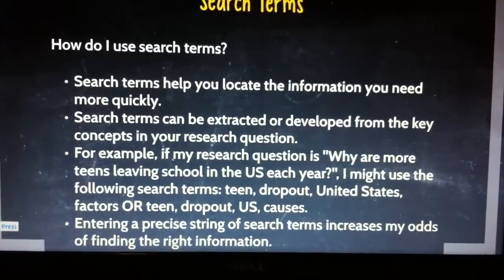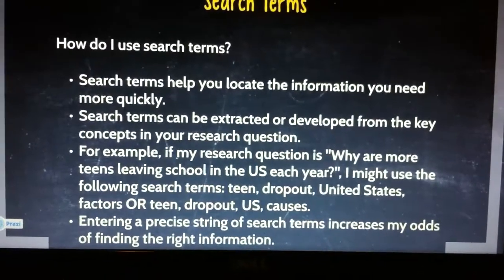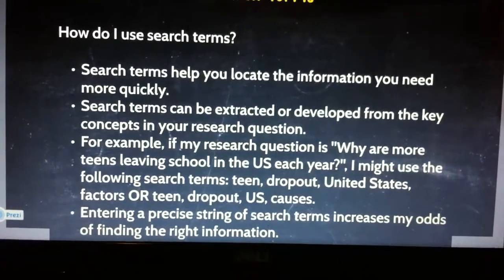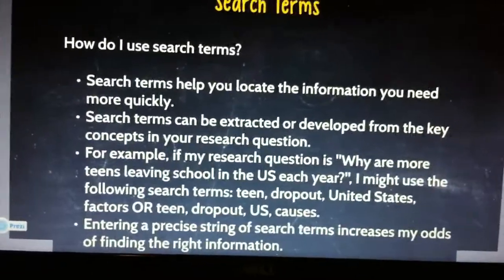And here's a little hint. You can also use your research question as a search term. Try dropping it into Google. You'll be surprised what you find.